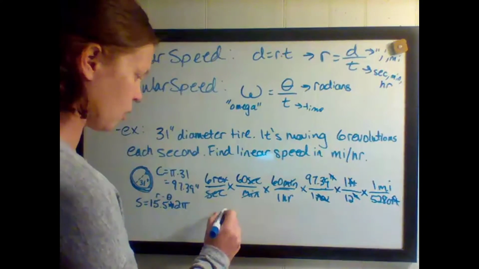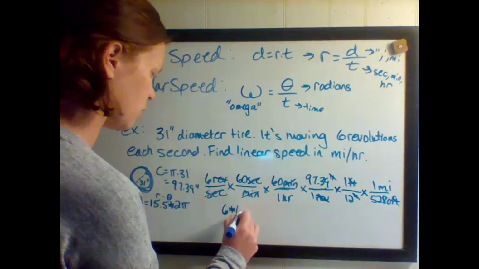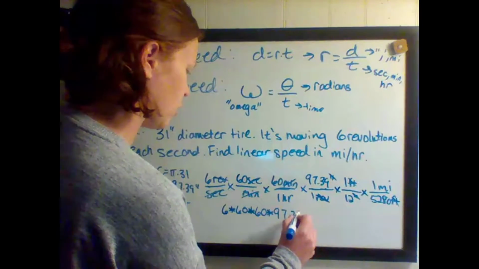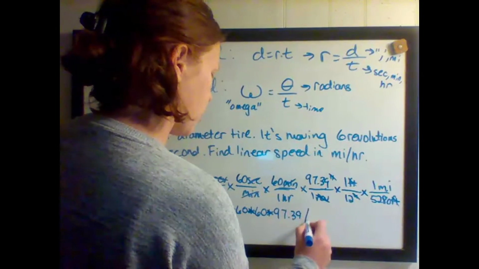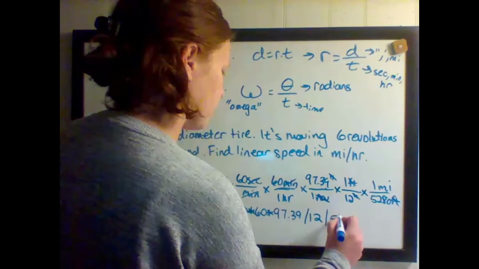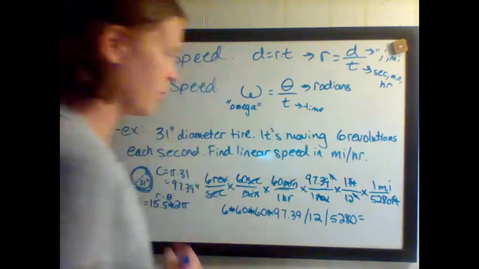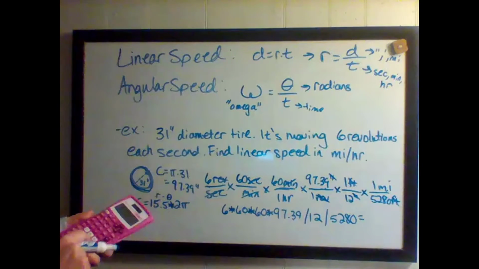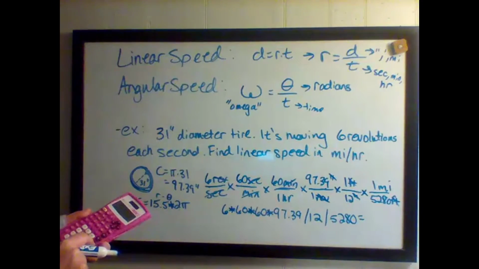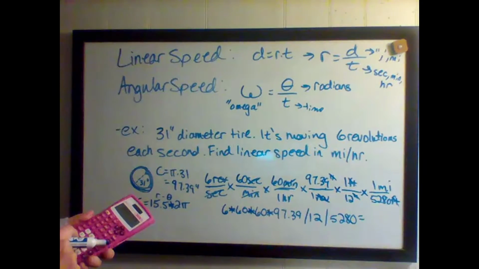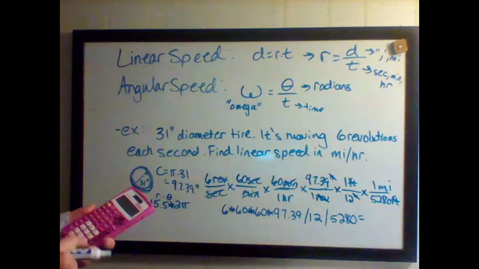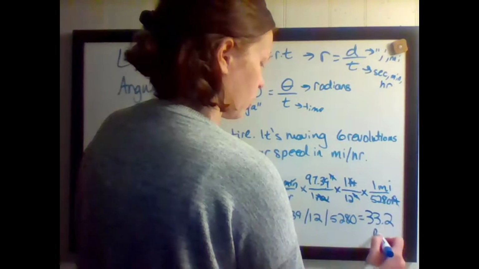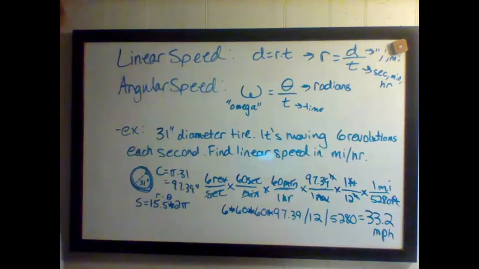Now I'm going to do 6 times 60 times 60 times 97.39, and then my numbers on the bottom, I'm going to hit divided by 12, divided by 5280, because basically numbers on top are multiplied, numbers on the bottom are divided. And probably to be more accurate, I should have kept it going in my calculator, I did not. But I'm getting about 33.2 miles per hour is how fast the car would be going.